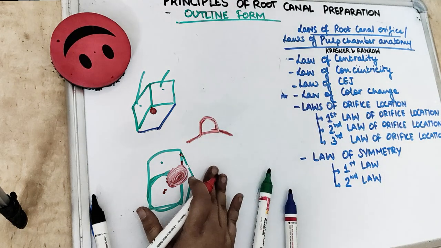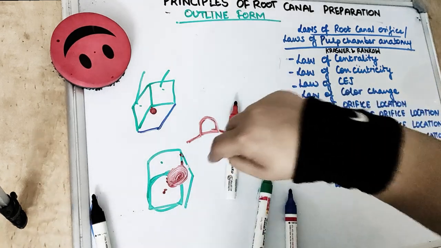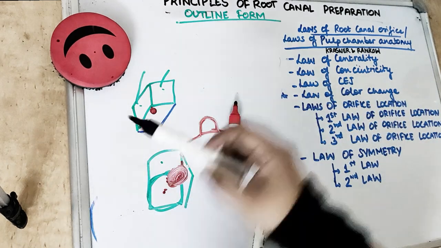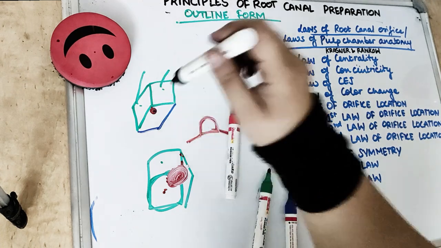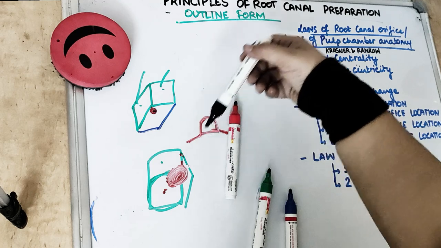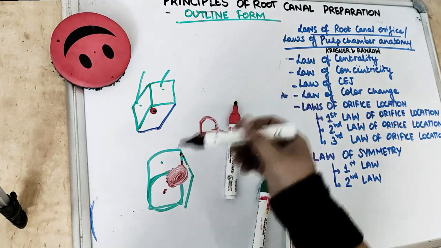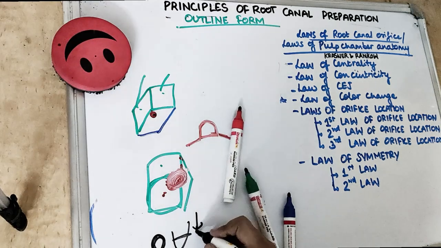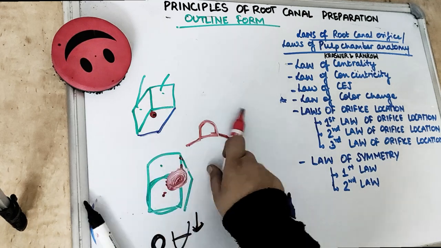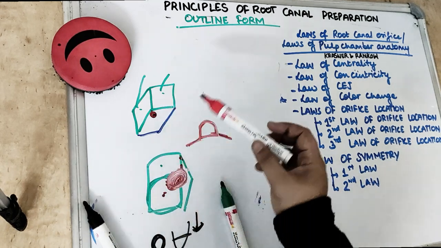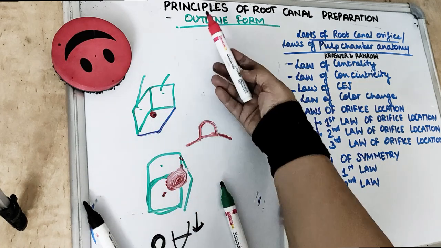But this isn't correct, because when the orifice is present at the axial wall, you are not inserting the file directly. If it is present in the floor or at the junction, then you can go directly like this. If it is present on the wall, then you are not going exactly into the straight line axis, so you will not reach the apex under preparation. So for a straight line axis, the orifice of the canal should be present at the junction between the walls and the floor.